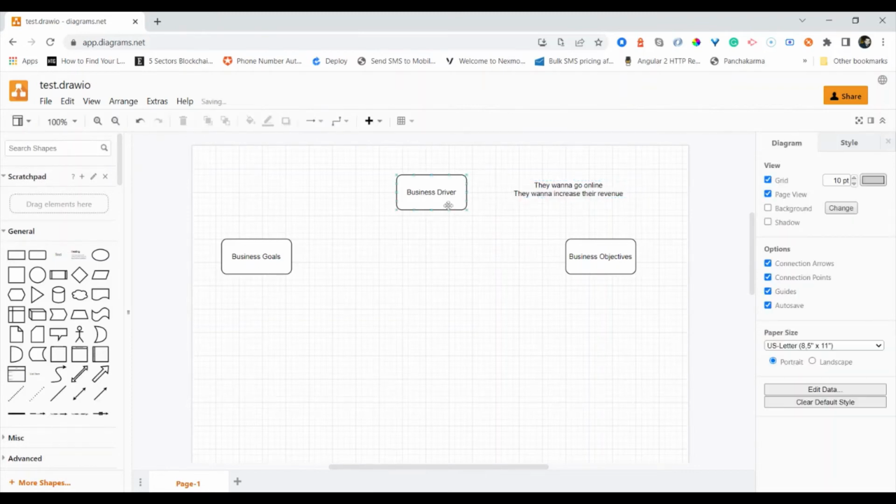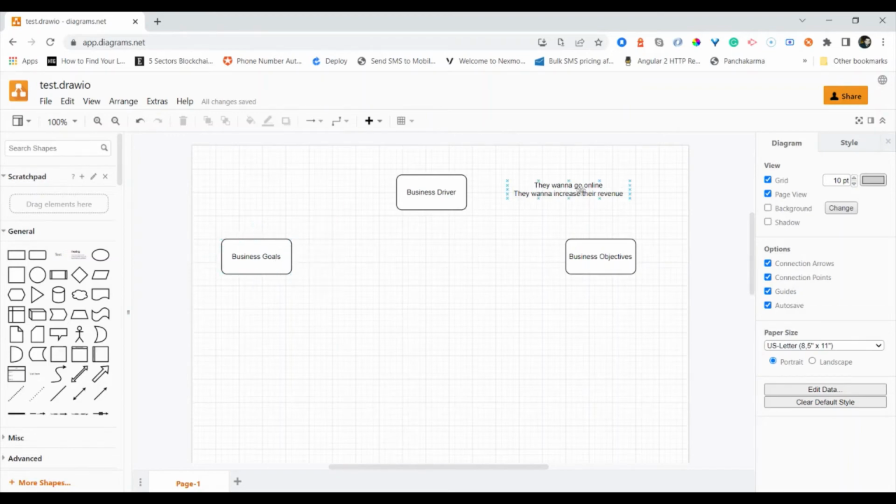Can you wait just a second? Now, these are the business drivers which they feel they should add in their product or business to increase their level of revenue or have more goals fulfilled.